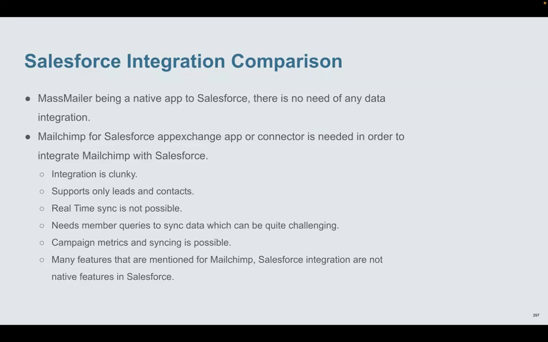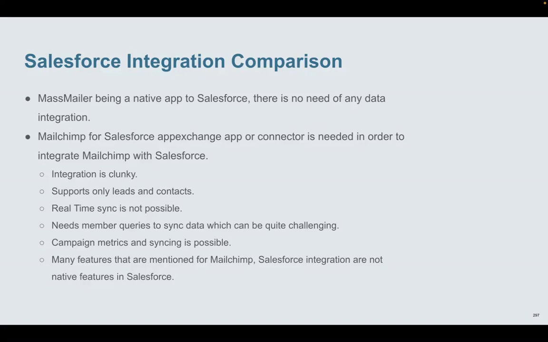It's a native app. All your data and what you do in MassMailer is right within Salesforce itself. You don't need to go out of Salesforce. That's what it means when I say native app. And as I said, when it comes to integration, you could use the AppExchange app, or maybe you can use a connector and integrate MailChimp and Salesforce.